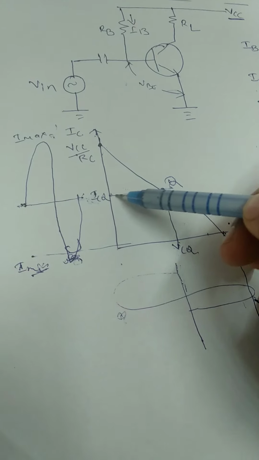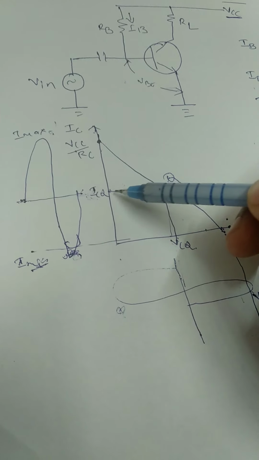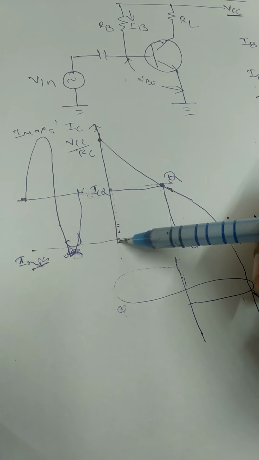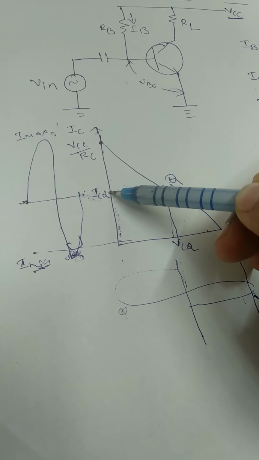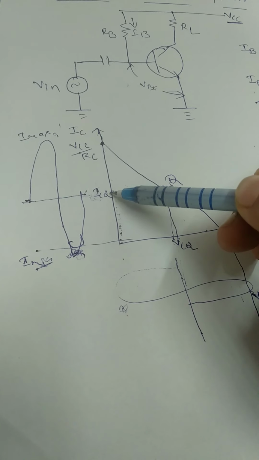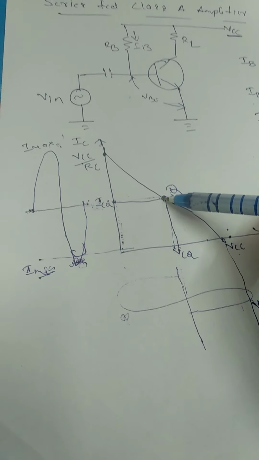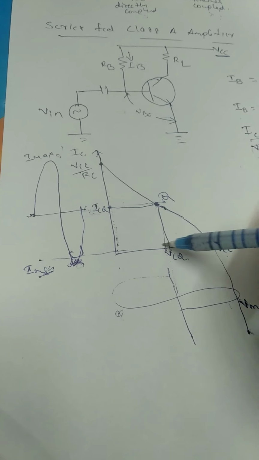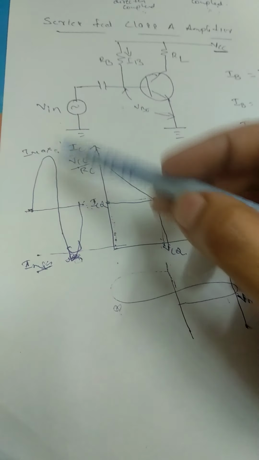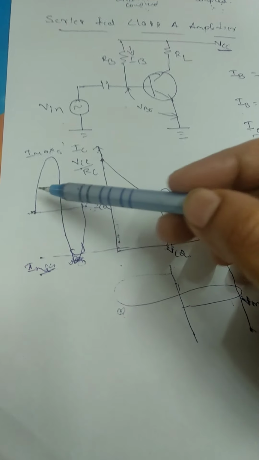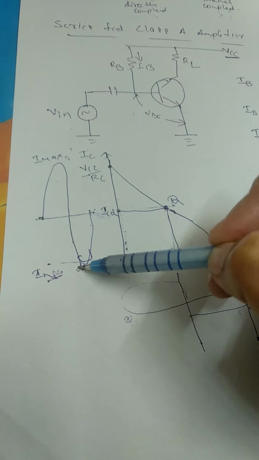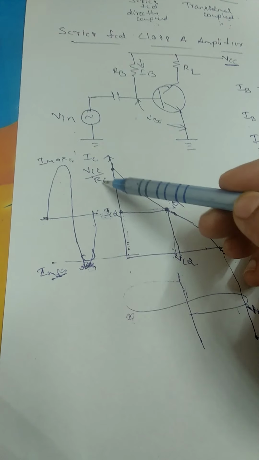So this is the biasing, and this is ICQ. At this DC current and this DC voltage, our transistor will work as an amplifier. So we have set the DC ICQ and VCQ. Now if you put an input signal and start varying, you will get the output signal I am discussing, which can vary from 0 to I max, that is VCC divided by RC.